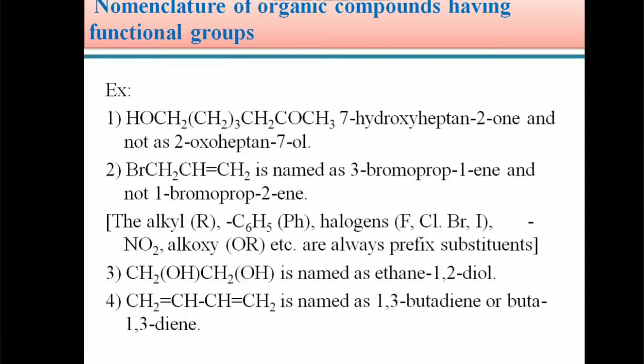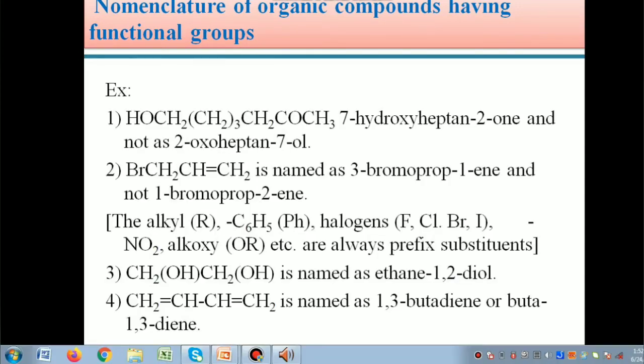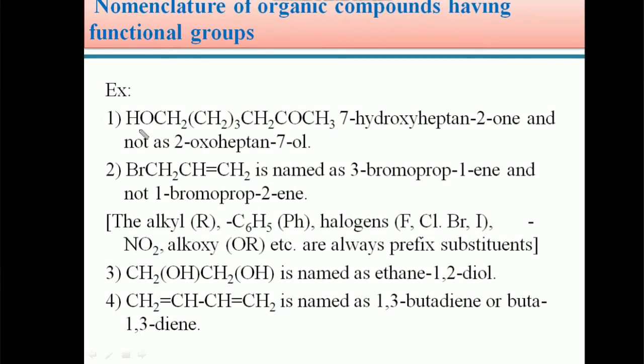Therefore, the name of the given organic compound: it has an OH functional group and a C double bond O keto functional group. Of these two, the keto group is the principal functional group and OH is the substituent. So for the name of this compound, initially we identify how many carbons are directly connected in the given organic compound.